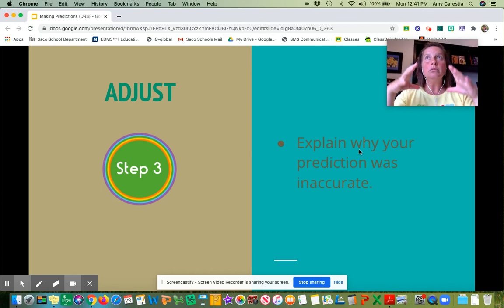So the whole process for confirming a prediction, you may have 2 or 3 sentences only, depending on how long your textual evidence is. For adjusting a prediction, it's the same thing. You have up to 2 sentences to tell me what happened in the book. Textual evidence, sometimes it's 1 sentence, sometimes it's a couple, and then just 1 or 2 sentences explaining how your prediction was off target. So it's about 5 sentences. And again, we will be practicing this very explicitly before I have you do it on your own.